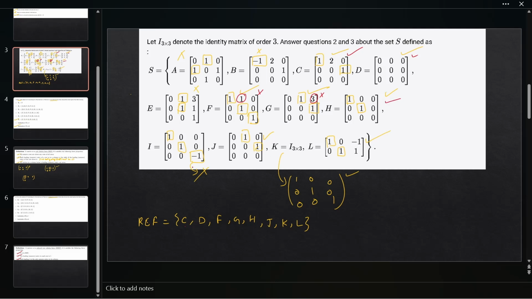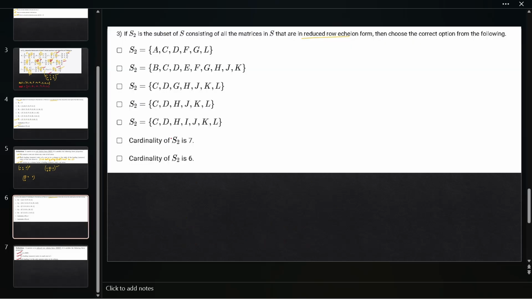It is in RREF, it is also in RREF, it is also in RREF, and it is also in RREF. So in RREF we have C, D, then H, then J, then K, then L. So C, D, H, J, K, L. And the cardinality here is 1, 2, 3, 4, 5, 6.